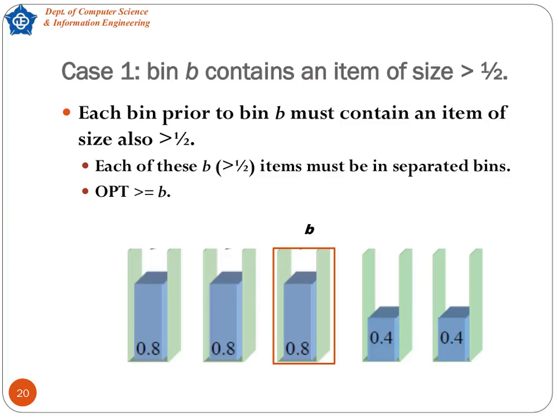Let's look at the visual representation now. Here, we're seeing a total of 5 bins. Notice how the first 3 bins each hold an item of size 0.8. The third bin, highlighted in orange, is our specific bin, b_dom. And you'll see the 2 bins directly before it also contain items of size 0.8.